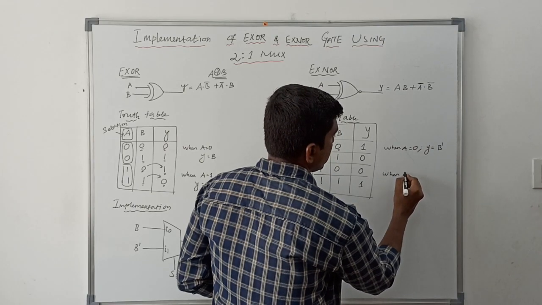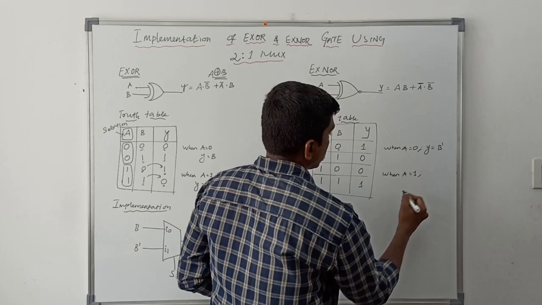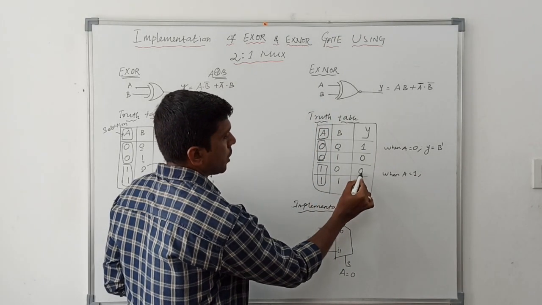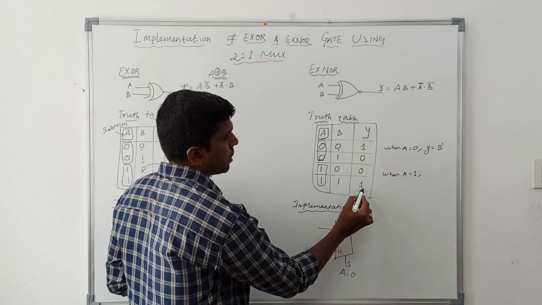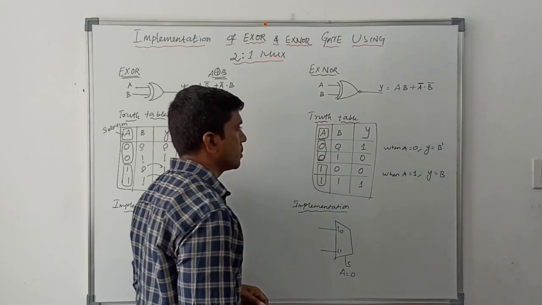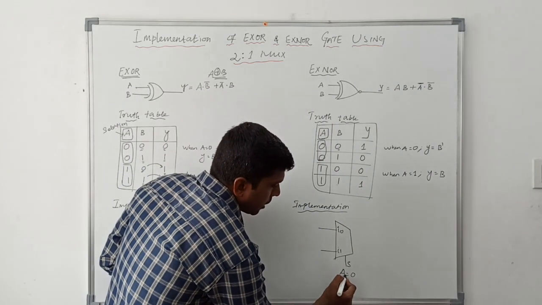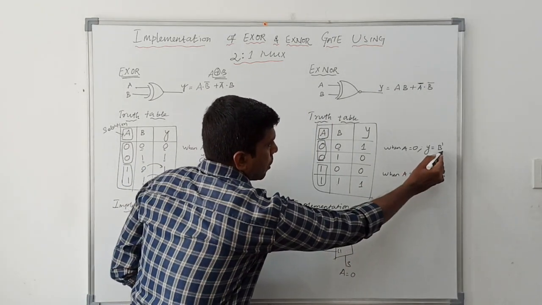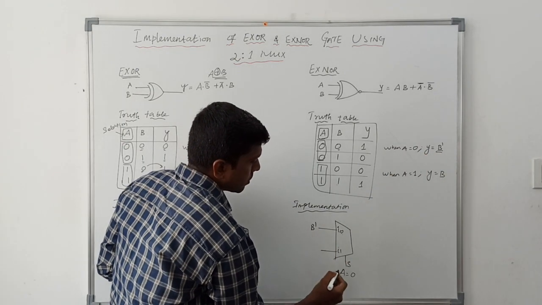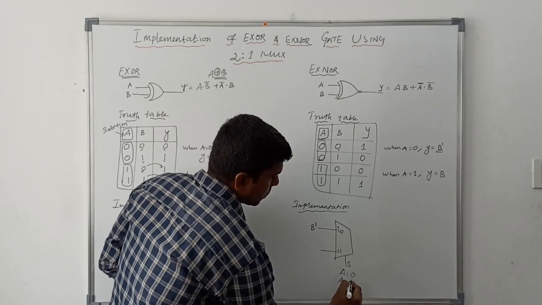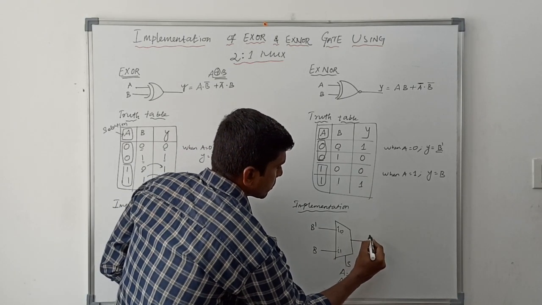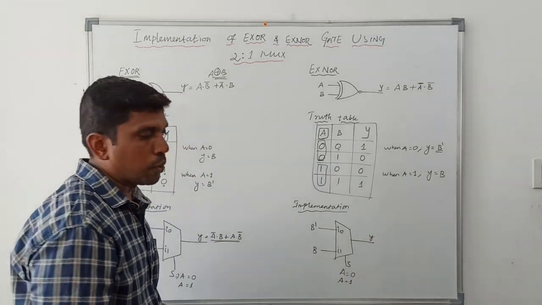When A value equal to 1, in this case B value is 0, Y value is 0; B value 1, Y value 1. So Y equal to B. So when A equal to 0, output is B bar, so I0 is connected to B bar. When A equal to 1, I1 is connected to B. This is the output variable Y.